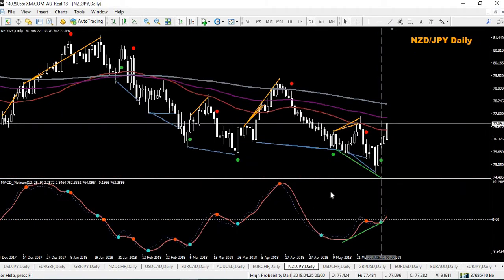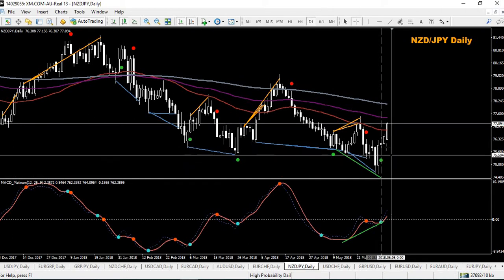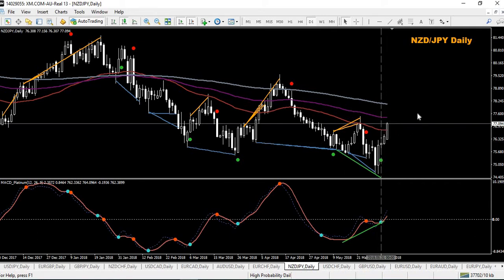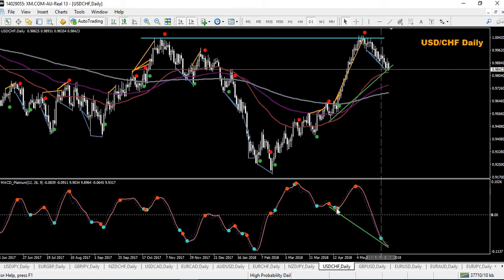New Zealand, Japanese yen. This is one I could have taken a buy in here, but again, a bit too close to the MAs for my liking. Only about 70 pips from the MAs, but it's now gone 110 pips. So yeah, that's one of those things. Didn't take it, but it was a valid. Had nice bullish divergence there.